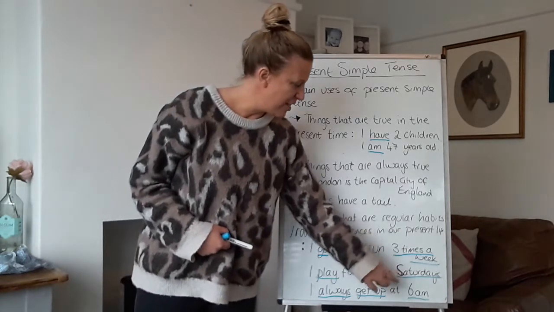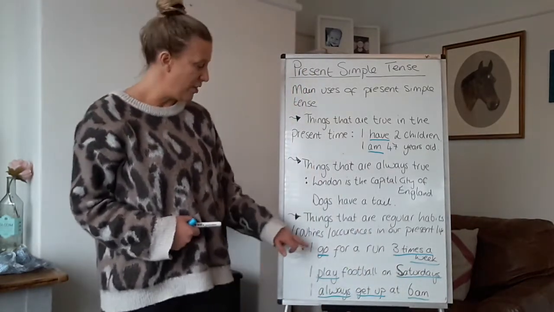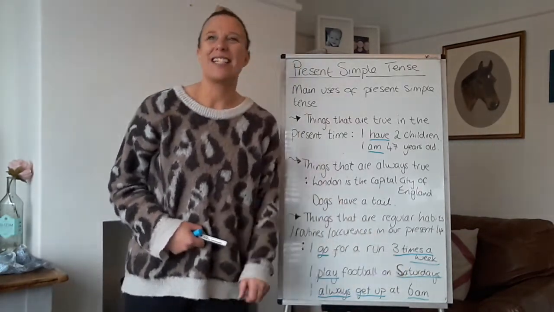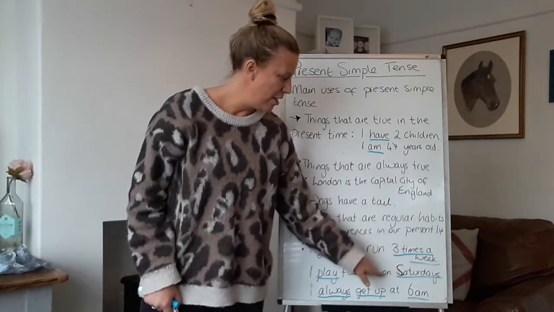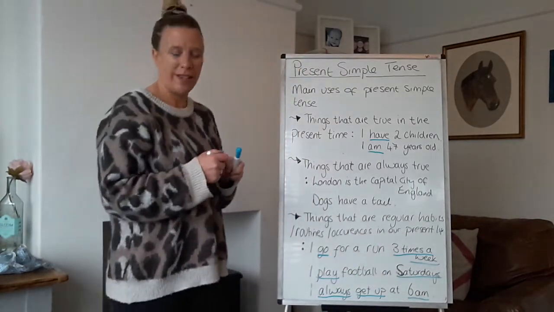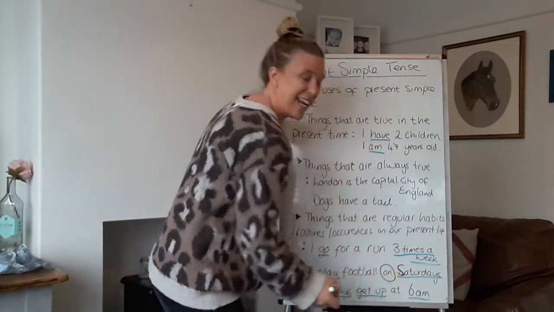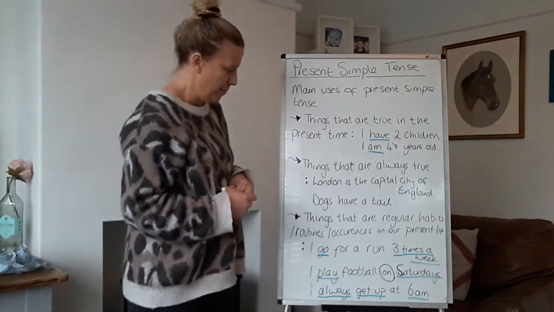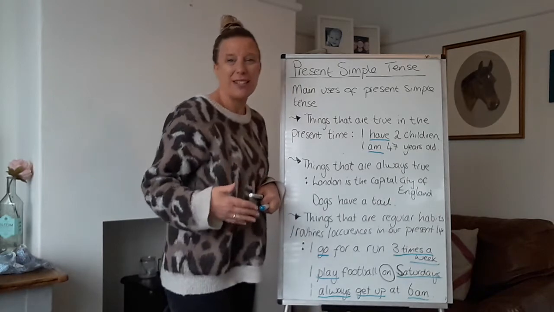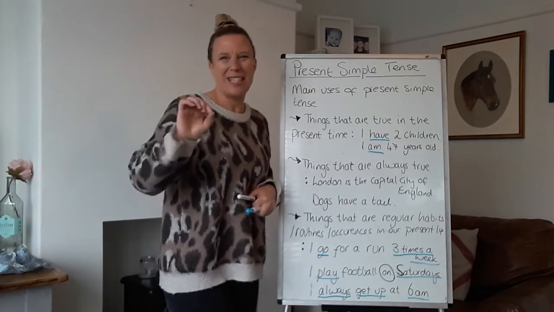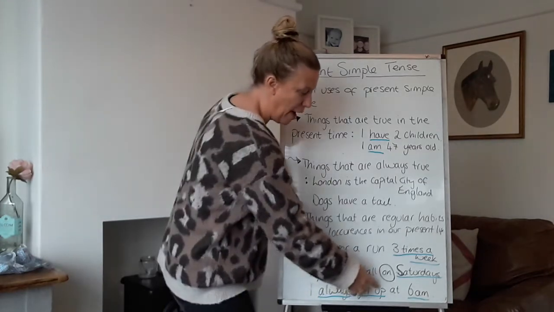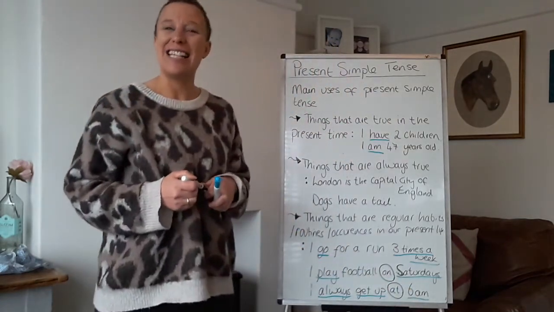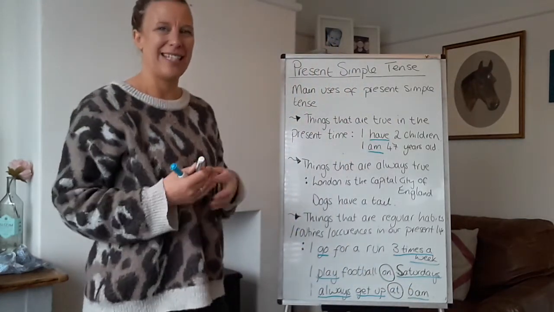And we tend to use them with these sort of time expressions. So I go for a run 3 times a week. I play football on Saturdays. Notice with the day, Saturday, we use on, that preposition on with days. On Saturday, on Friday, on Thursday, on Monday, we use on with a day of the week. I always, so that means 100% definitely, I always get up at 6 a.m. and notice we use at with time, at 10, at 11, at 12. I always get up at 6.